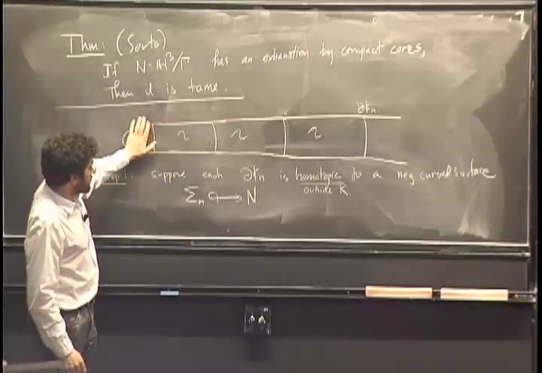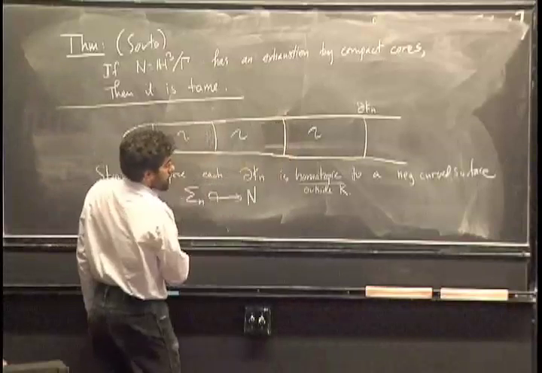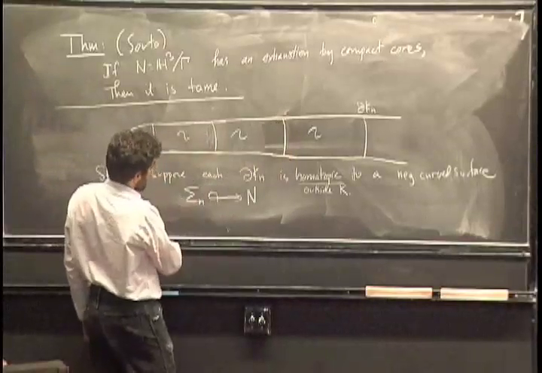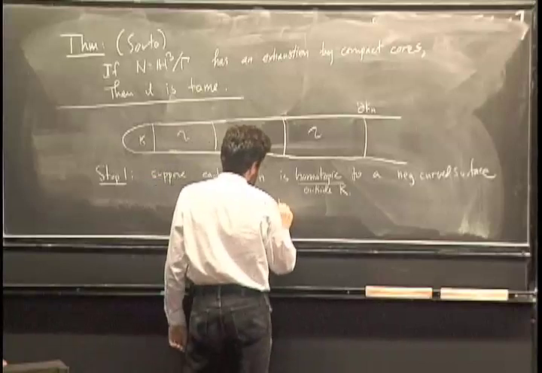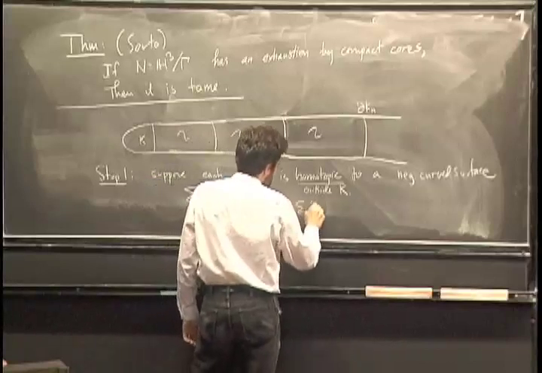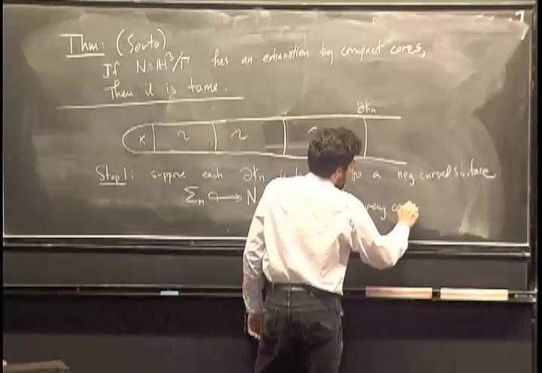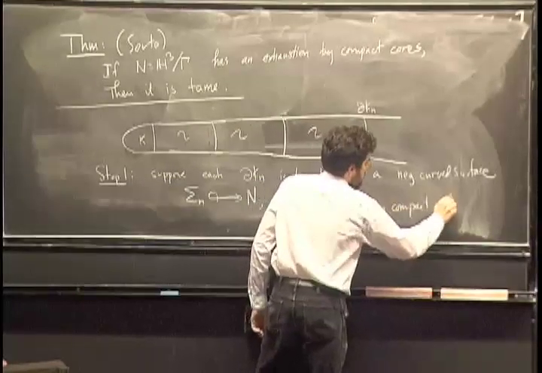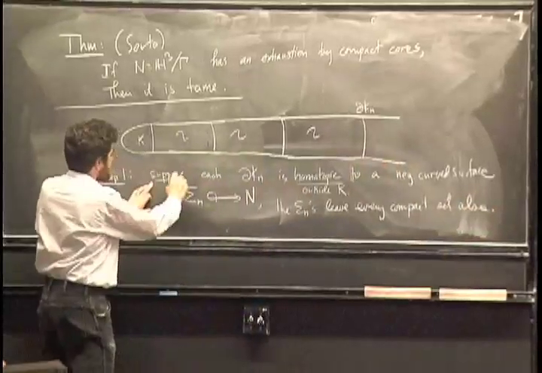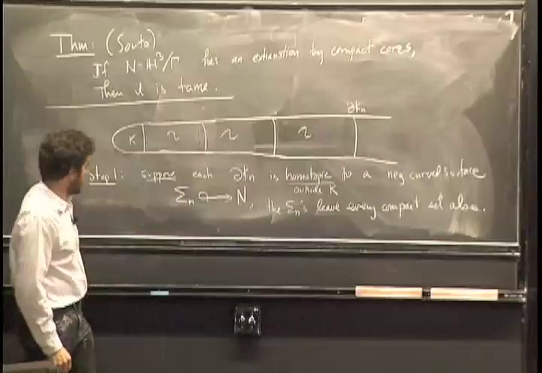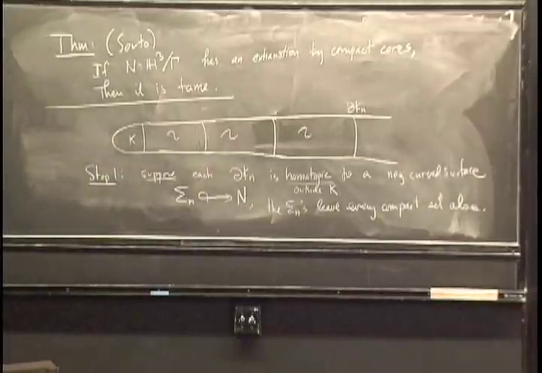So if you look at homotopies in the complement of K, suppose that each boundary surface is homotopic to a negatively curved surface, say sigma_n, which is immersed. And moreover, let's suppose that the sigma_n's leave every compact set also. Okay? I'm just supposing this. We have to, of course, establish this, but let's suppose it was true. So that's step 1, to generate that.